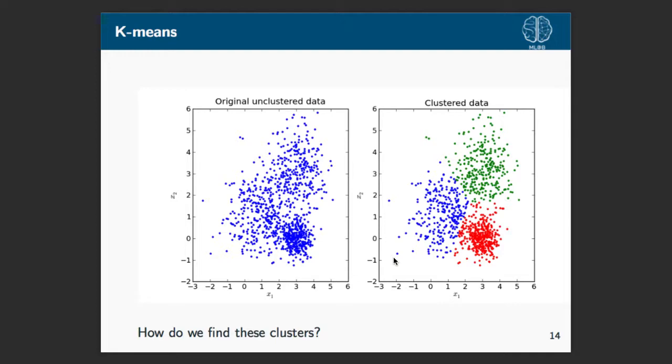So just a brief visualization before we dive in. This is some original unclustered data that you might have. And after running k-means with k equals 3, you might get something that looks like this. And that kind of looks all right, because you can see this cluster down here, and then maybe you split these spread out data points into two.